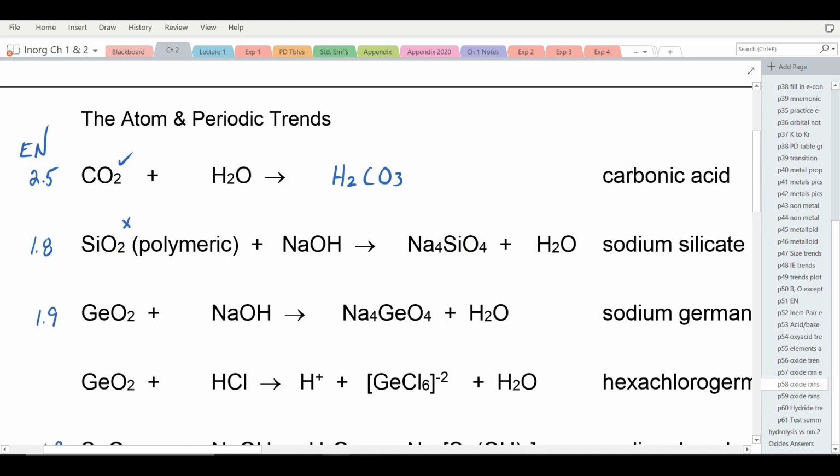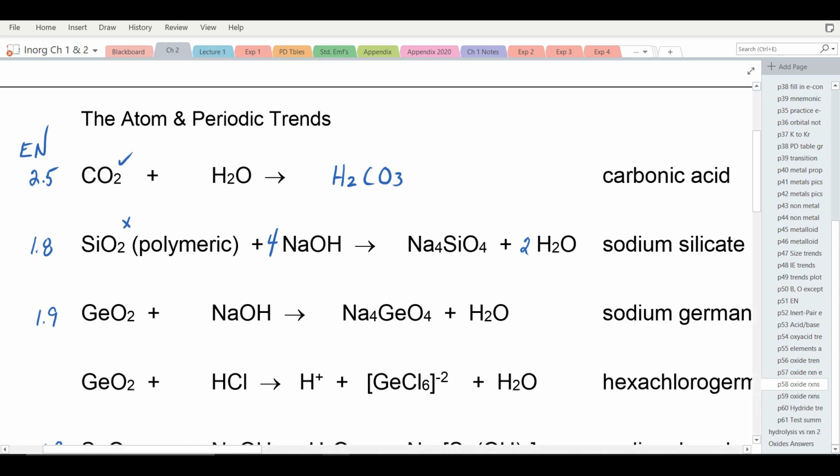Looks like I have 4 sodiums on the right. Let's put a 4 on the left. Now how about the water? 2 plus 4 is 6 oxygens. Looks like we need 2 here, and that should take care of that.